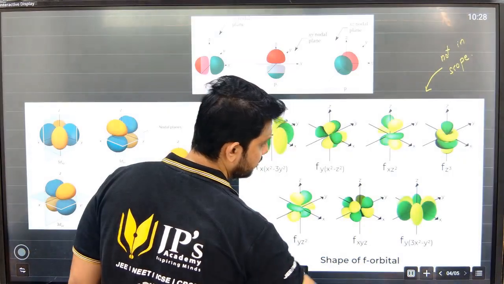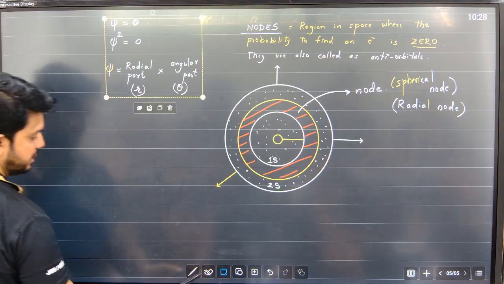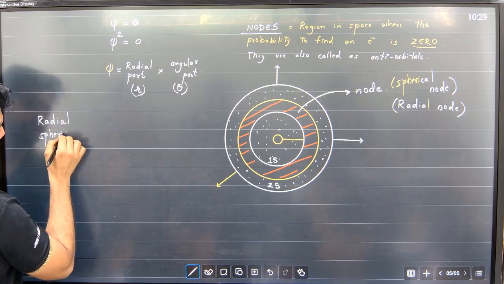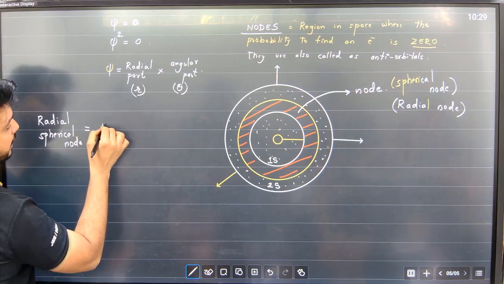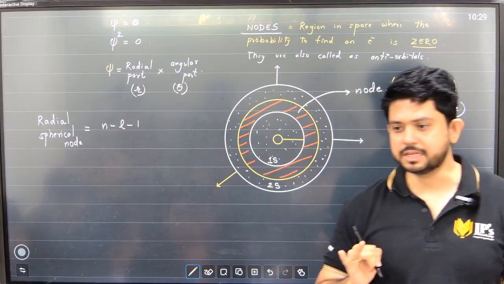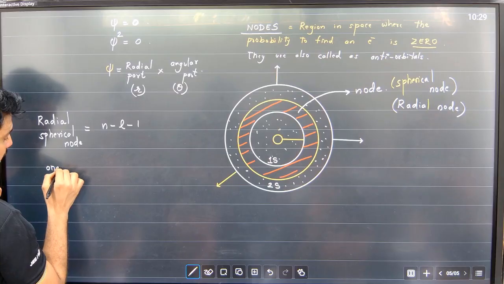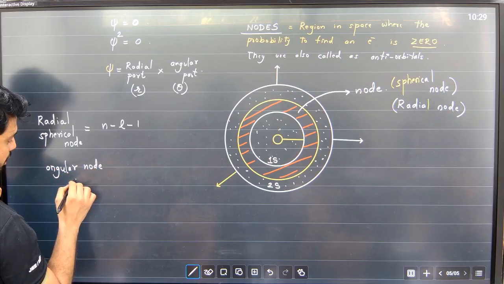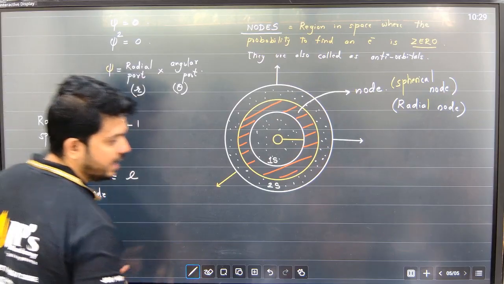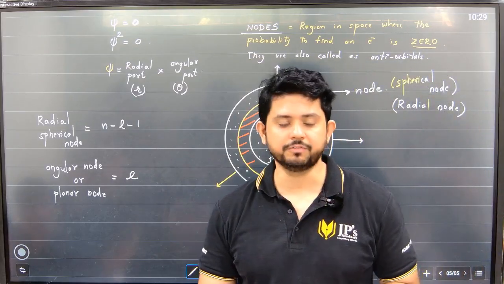So radial nodes, या हम उसको बोलते हैं spherical nodes, are given by the formula n minus l minus 1, where n stands for principal quantum number, L stands for azimuthal quantum number, and the second type of node जिनको हम बोलते हैं angular node, or they are called planar nodes, which is given by the formula L, azimuthal quantum number, because L or azimuthal quantum number represents the angular part of the wave function.